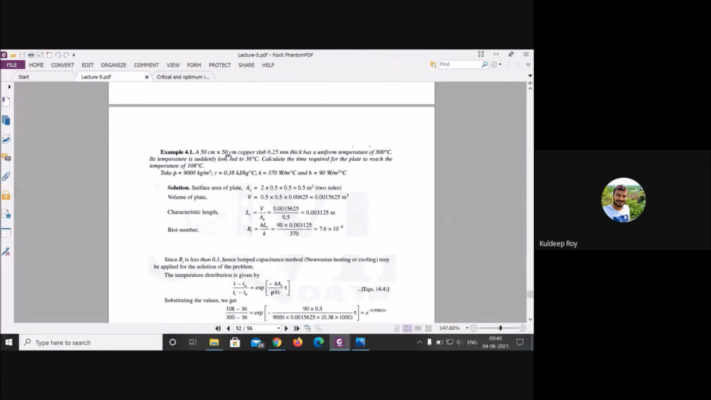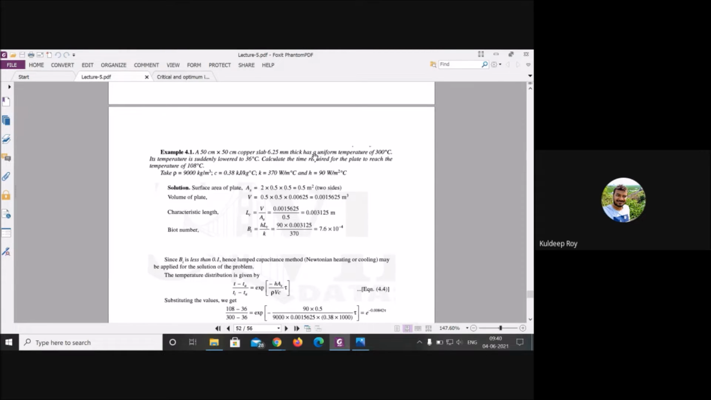There is one copper slab, thickness 6.25, with a uniform temperature of 300 degrees. Its temperature is suddenly lowered to 35 degrees centigrade. Calculate the time required for the plate to reach a temperature of 108 degrees centigrade. Each and every property is given. What you have to do is determine the area.